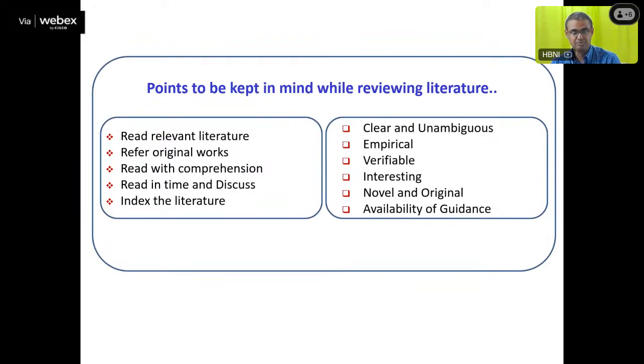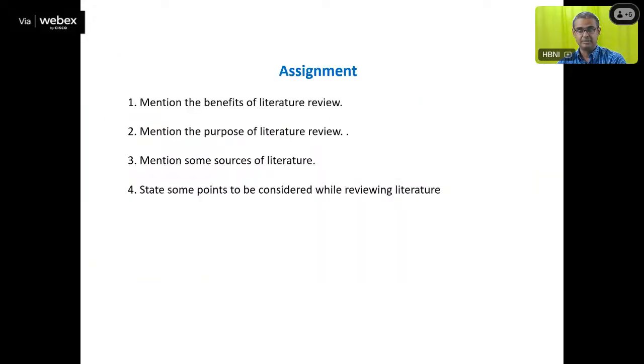So these are the points which you should keep in mind while reviewing the literature. Relevant means, as I told you, topically relevant. Original works, read with comprehension, read in time and discuss. So after reading, try to discuss with your colleagues and supervisor. Index the literature, meaning make proper indexing. Clear and unambiguous, empirical, verifiable, interesting, novel and original, availability of guidance. So this is what we should keep in mind while reviewing the literature.